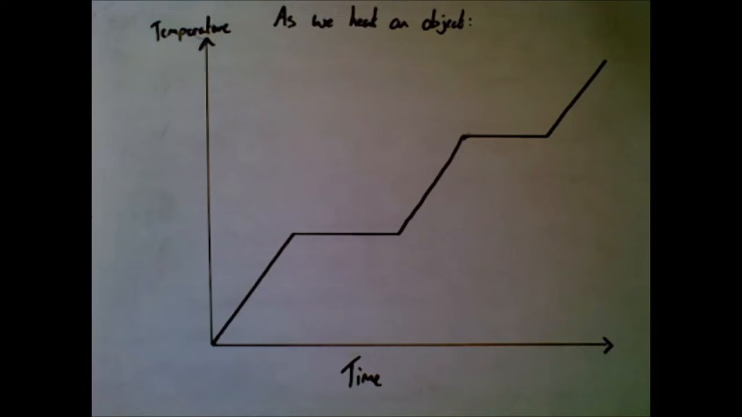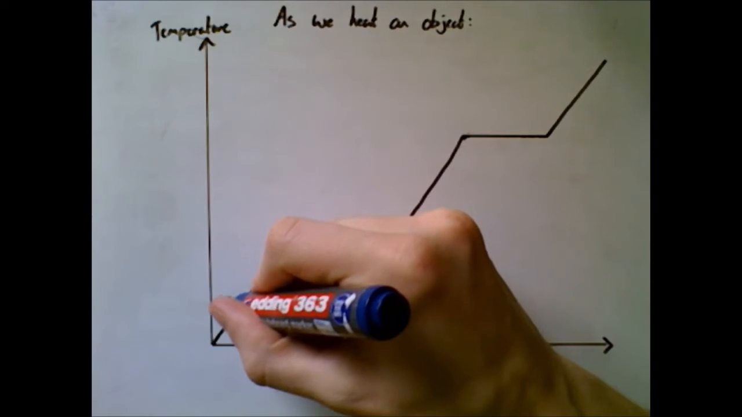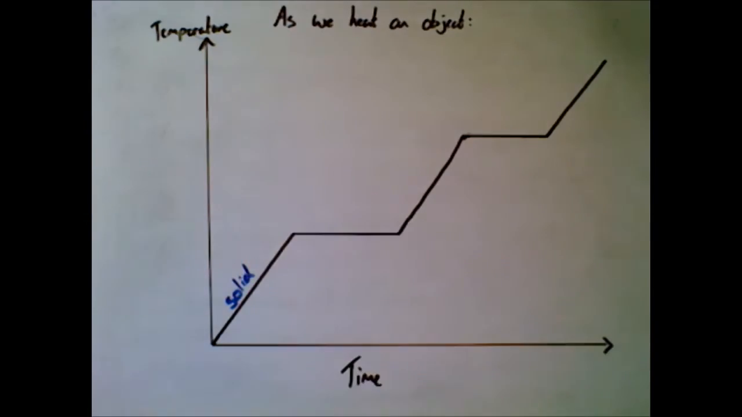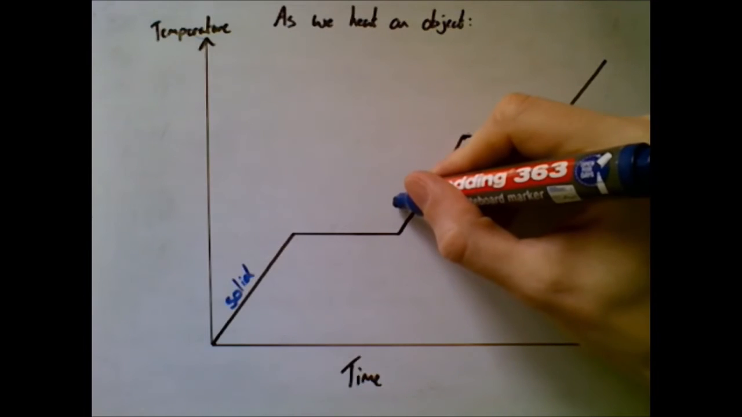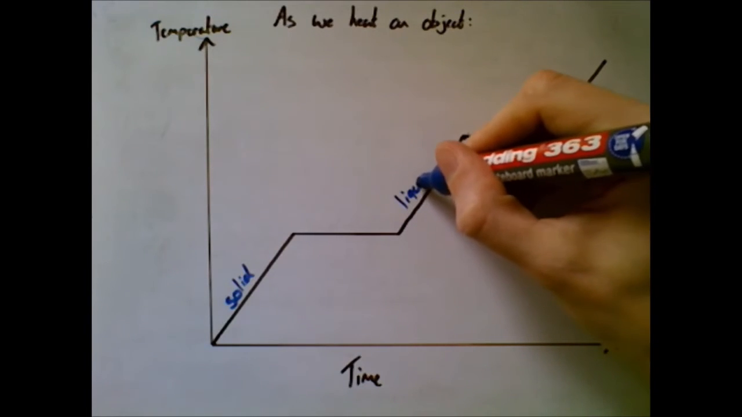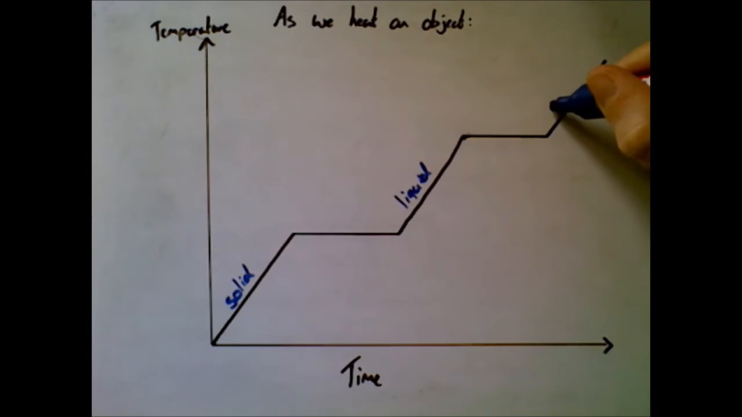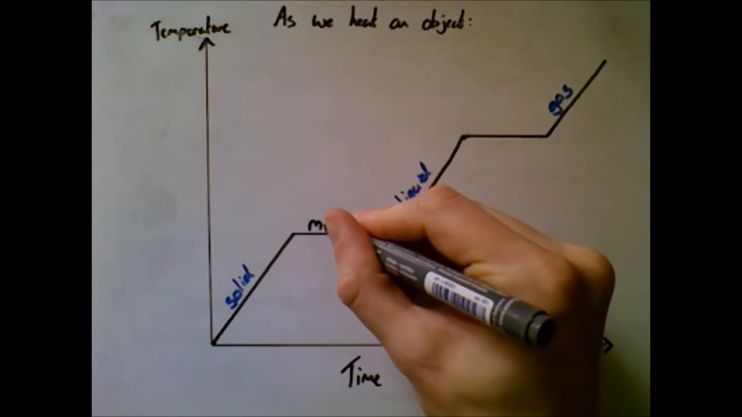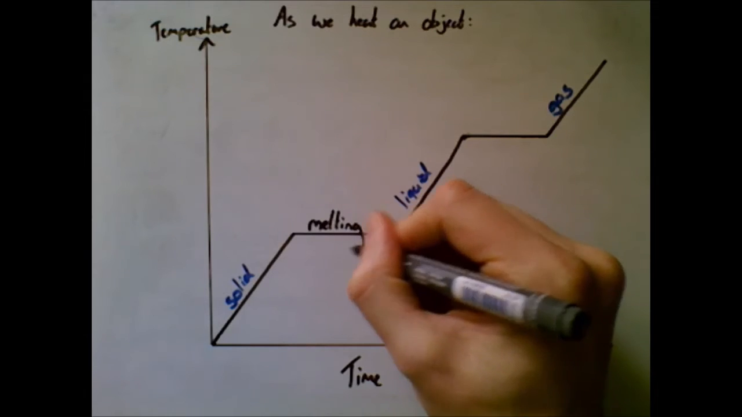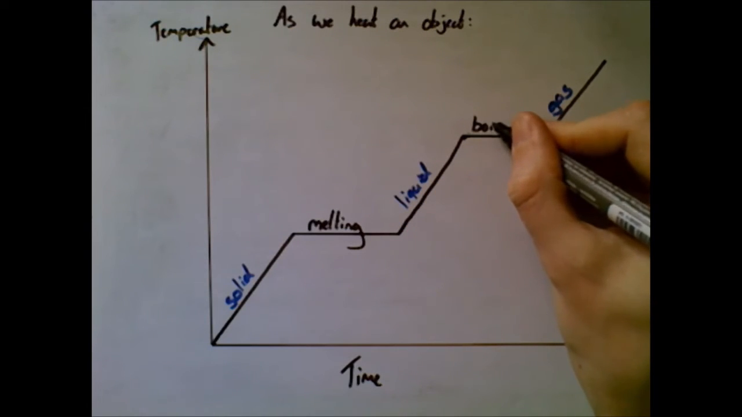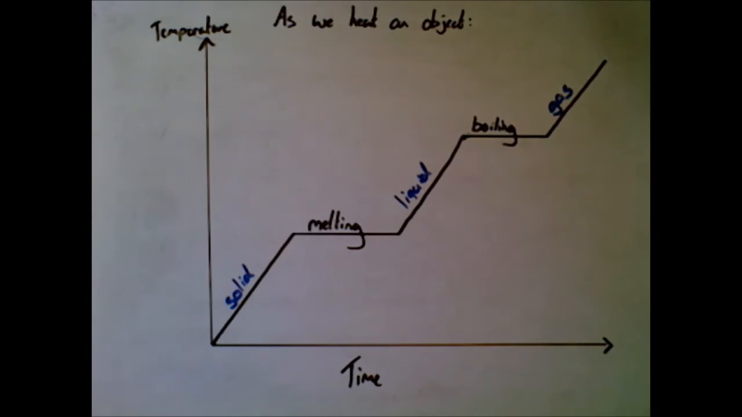Okay, now let's put some labels onto here. This bit was when it's a solid. This bit here is when it's a liquid. And this bit here is when our material was a gas. Okay, and then obviously we could label our changes of state in between. So this here is when it is melting, because it's changing from a solid into a liquid. And this here is when it's boiling, so it's when our material is changing from a liquid into a gas.